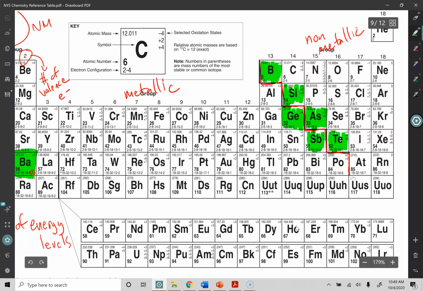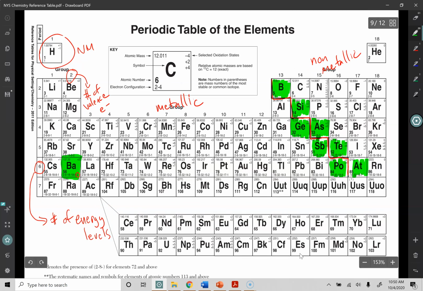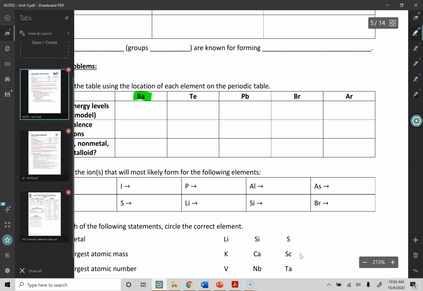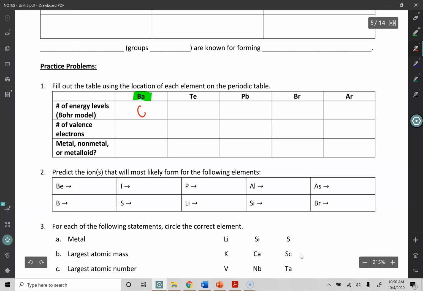Sometimes you see a little debate whether polonium and actinium should be counted as metalloids. I wouldn't stress too much about that. As long as you know that aluminum definitely isn't, I'm pretty happy. So let's go back to the practice problems and finish filling that in. We saw 6 energy levels, 2 valence electrons, and barium is a metal.